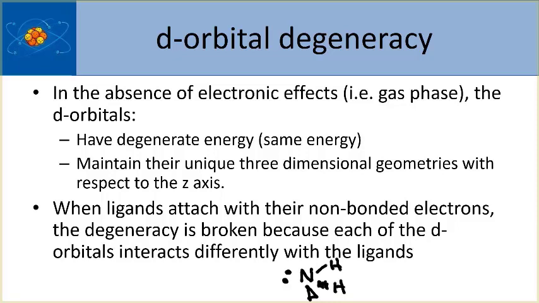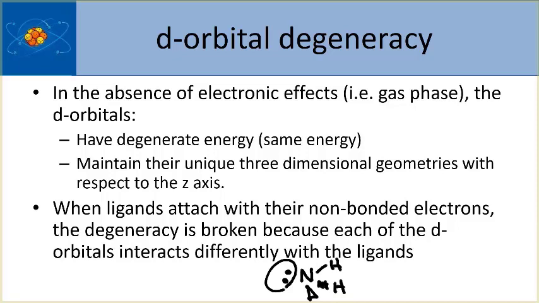Like ammonia is an example of a ligand. So this is the lone pair or the non-bonded electrons that come in and form the bond with the d orbitals in the coordinate covalent bond of the complex ion.